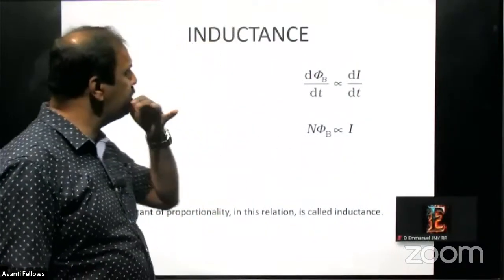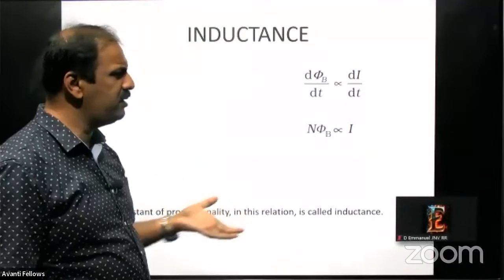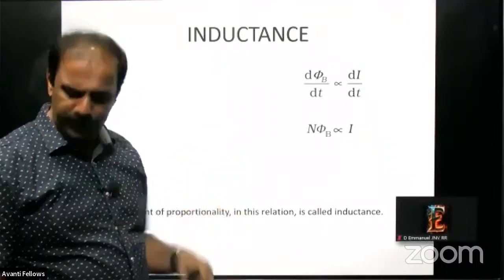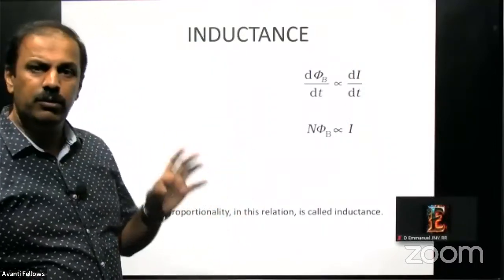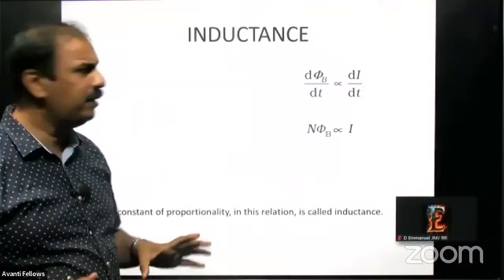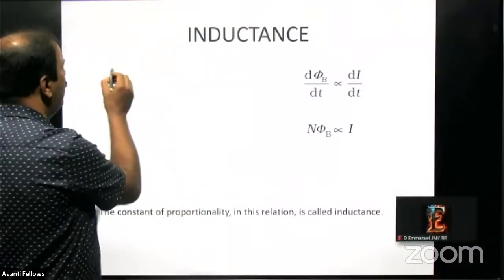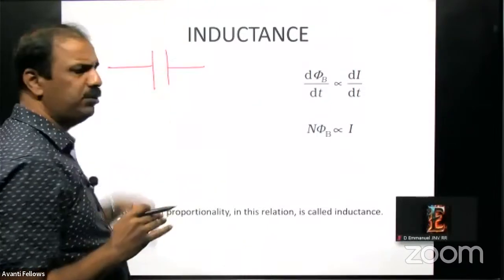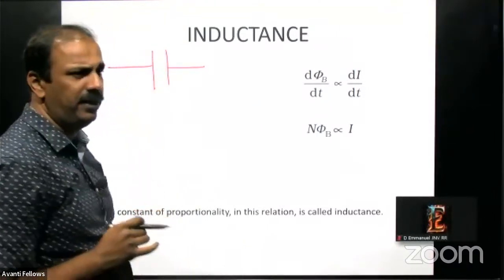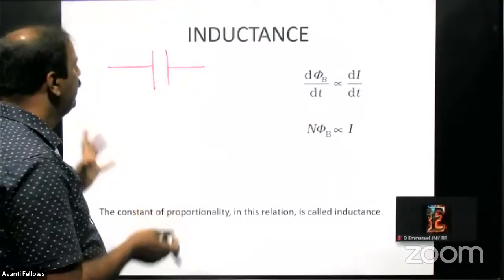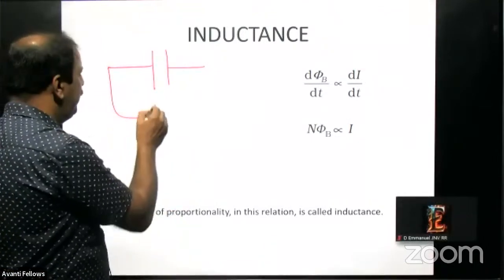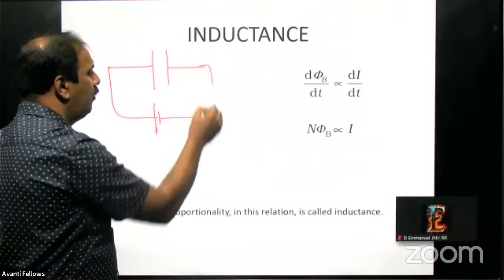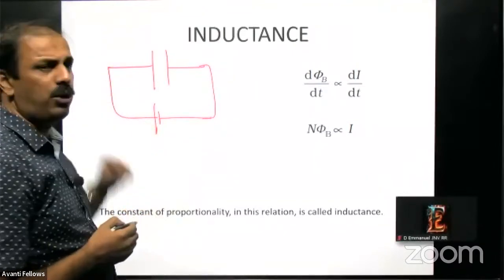So inductance. Before going to inductance, I think you are aware of the capacitance. First, before inductance, we'll just discuss that. We have a capacitor like this. This is the symbol for a capacitor. We have parallel plates here. So when we connect this one to a battery or a cell, what happens? This one will store charge.